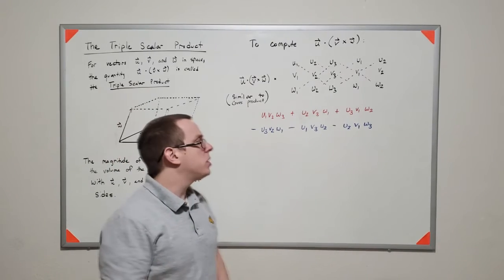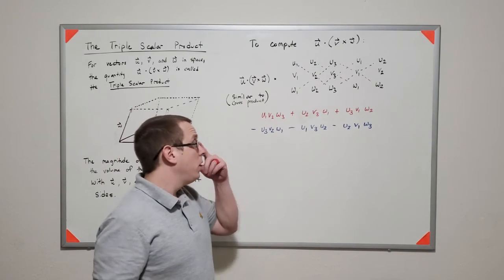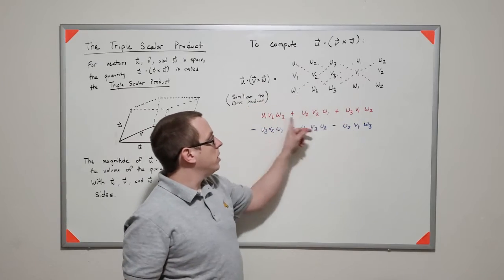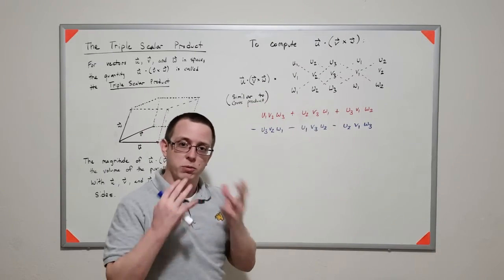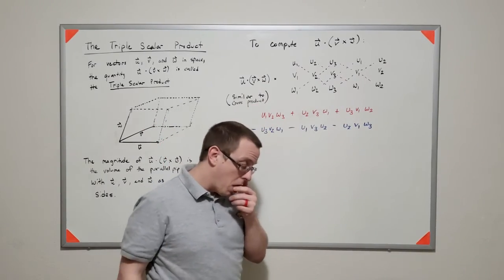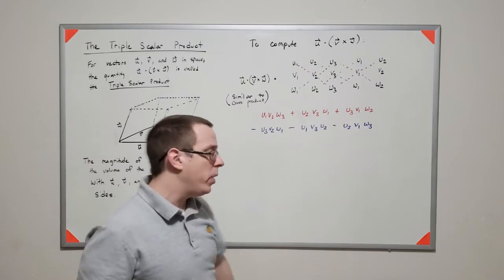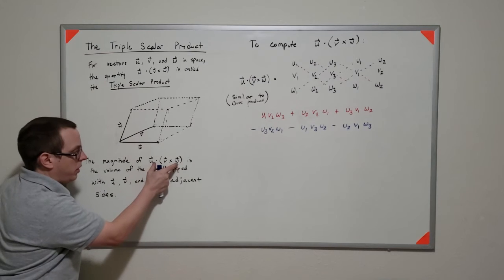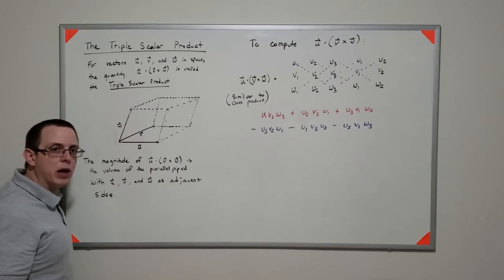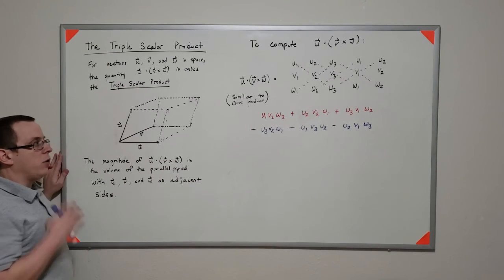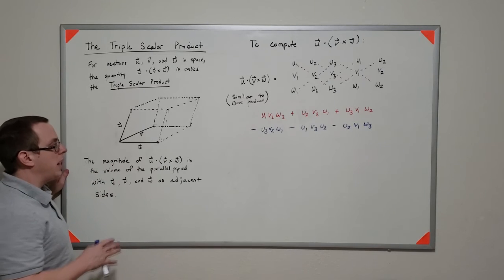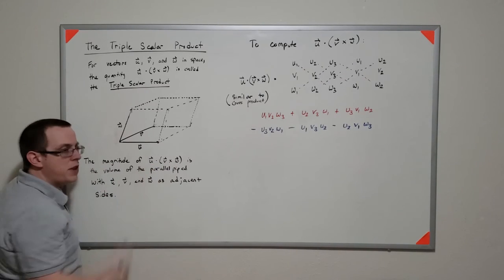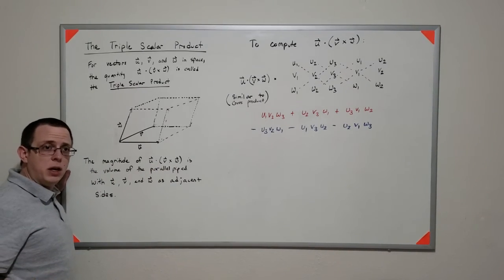So if you have to compute a scalar or triple scalar product, you could follow this process and you'd end up with 6 unique terms that you needed to sum up together. One last point I'm going to make is, notice that it says that the magnitude of this quantity is the volume of that parallelepiped. And the reason we say the magnitude is that u dot v cross w could end up being a negative number, right?